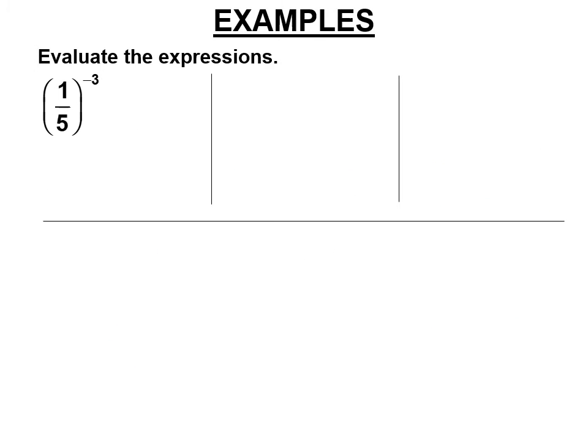Okay, so let's evaluate these now. We were just rewriting them on the last screen. So we flip 1/5 over and make that positive. So now that would be the rewriting, but now we're going to evaluate. So now we're going to do 5 times 5 times 5, 125.